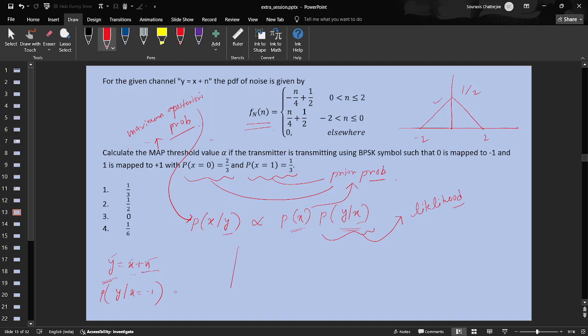If I try to draw the PDF of this, it's going to be something of this sort: the entire thing is shifted so its mean is at -1, spanning from -3 to 1. Similarly, p of y given x as 1 is the same PDF as n, but its mean is now shifted to 1. So it's now between -1 and 3.